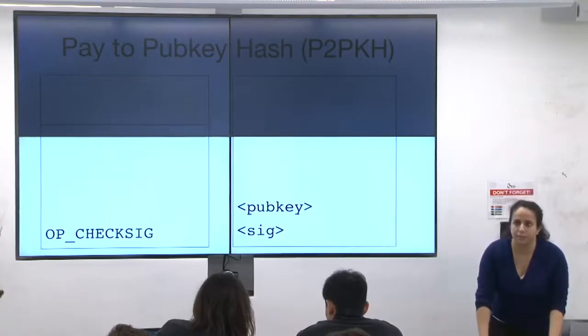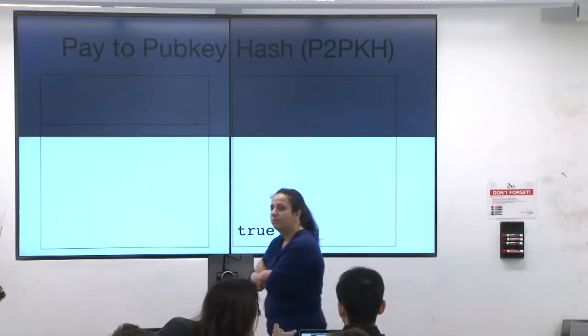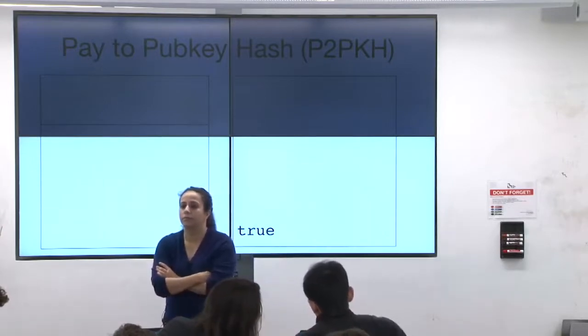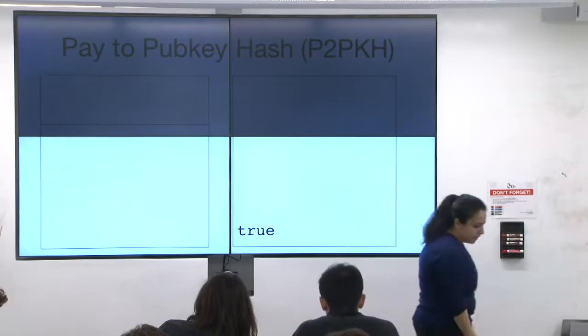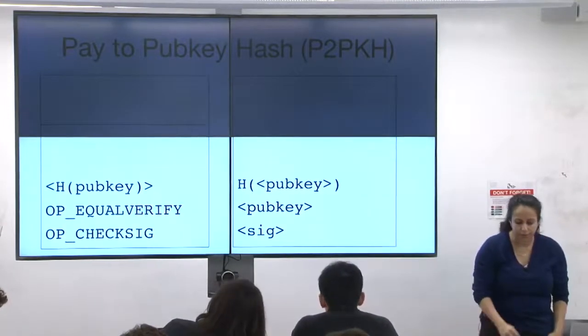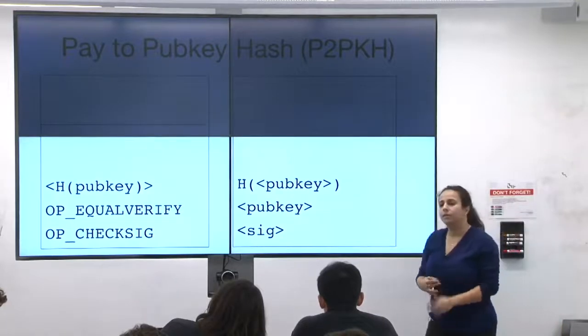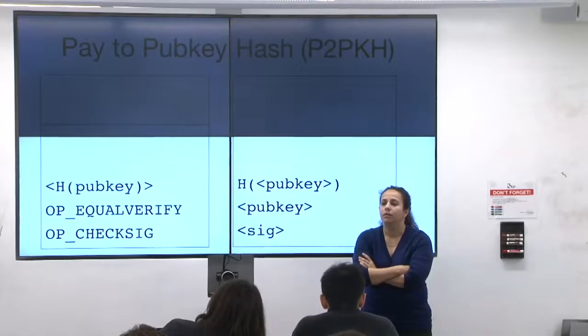Are there questions about this? Yes? Is there a significance in having the equal verify before the check sig? Because it seems like they're both verifying things. Yeah, that's a great question. So let's say that we didn't have this equal verify here. Then what could a malicious spender possibly do? Well, I just meant flipping the order. We're still verifying both, but if you did the check sig first versus the equal verify first, does that matter? Oh, that's a good question.